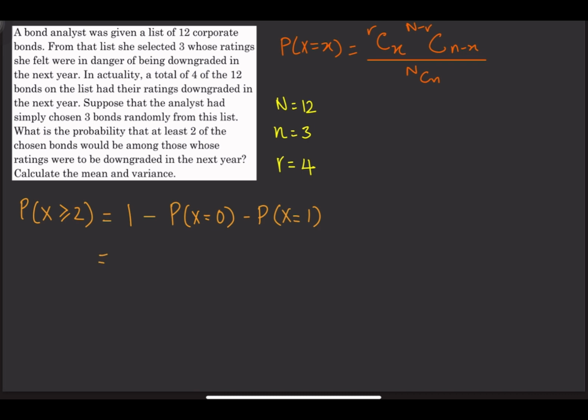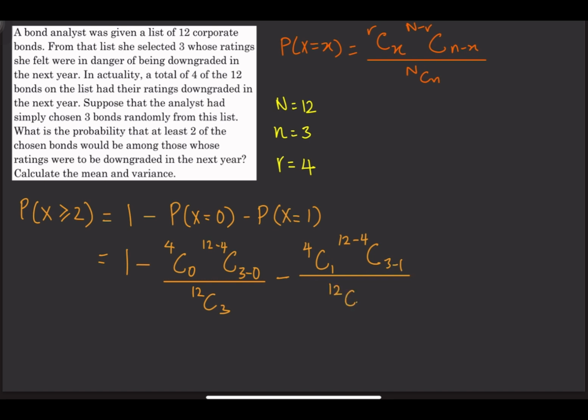So, in this situation, we take 1 minus the probability of x equals 0, which is 4 choose 0, N minus R, 12 minus 4 choose n minus x, 3 minus 0, divided by big N choose n, 12 choose 3, minus 4 choose 1, 12 minus 4 choose 3 minus 1, divided by 12 choose 3. And that will give us the answer, 13 over 55, which is approximately equal to 0.2364.